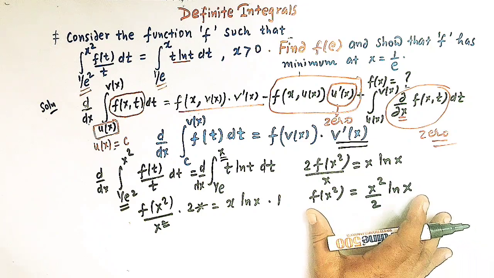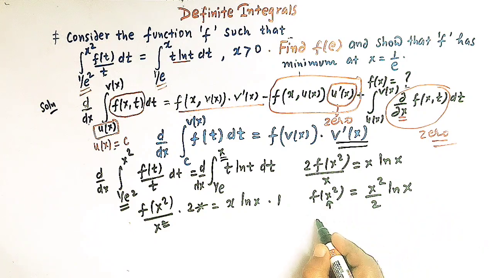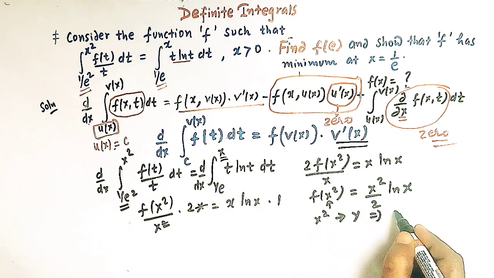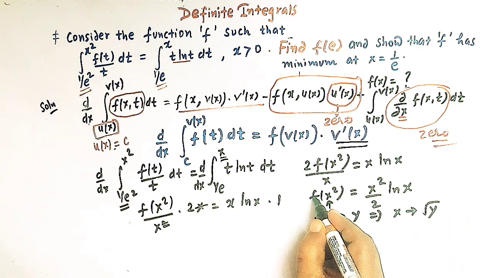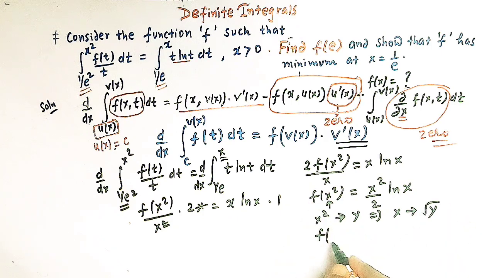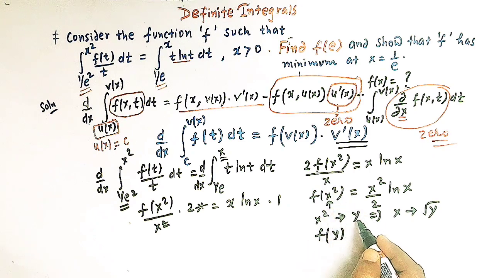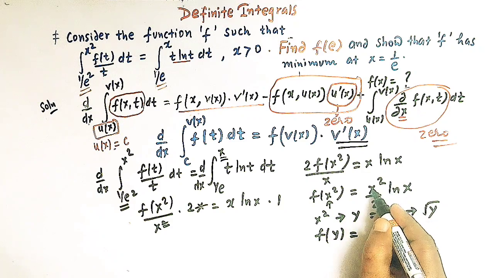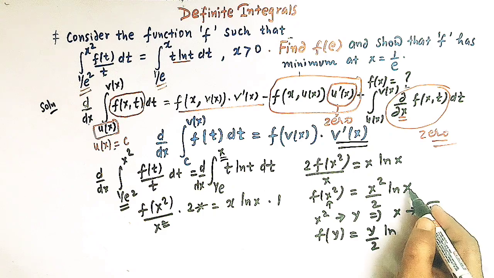Now this is a functional equation, and here the input is x square, right? So replacing this x square by another variable, say y, it implies that we are replacing x by square root of y, right? So here we have f of y, because x square is being replaced by y, and here for x square we have y over 2 and natural log of x.